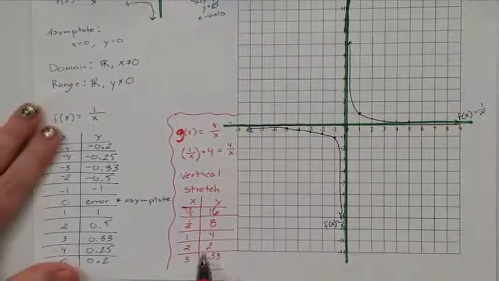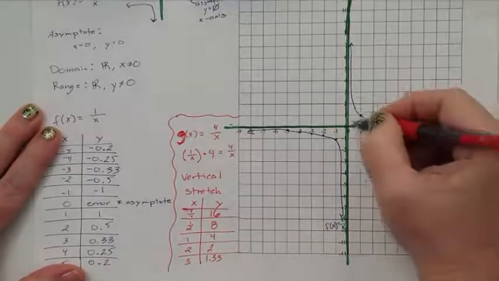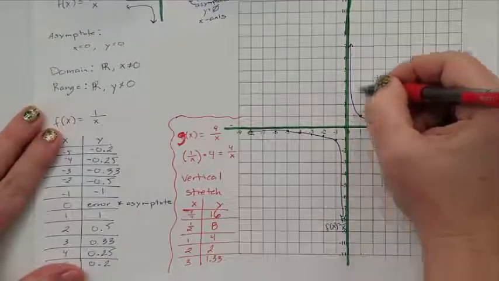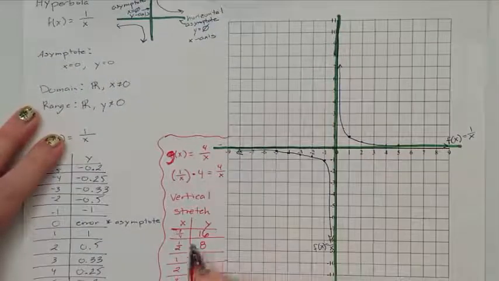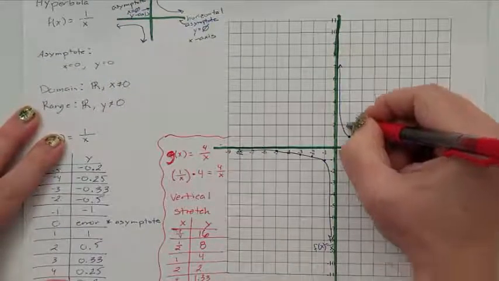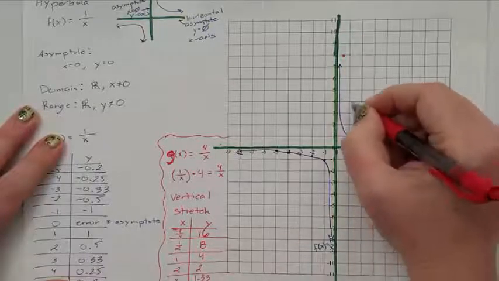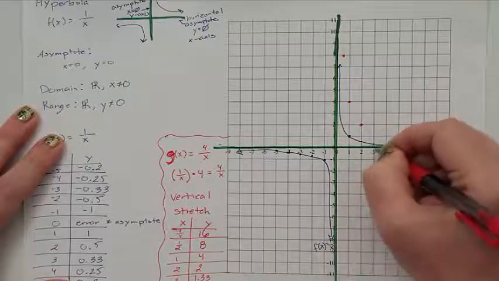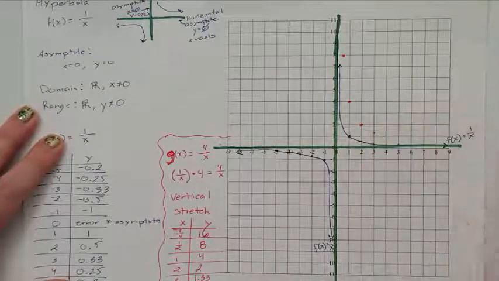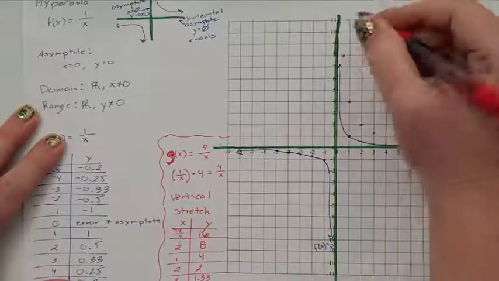So when I used my calculator to fill in my table, 1/4 had 16. So my 1/4 is right here, and it's way up past my graph at 16, so I actually can't really even graph it. 1/2 is at 8, so here's my 1/2 at 8. My 1 is at 4. My 2 is at 2. My 3 is at 1 1/3. So I see this blue line was vertically stretched up to here.